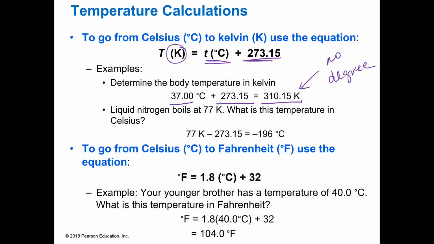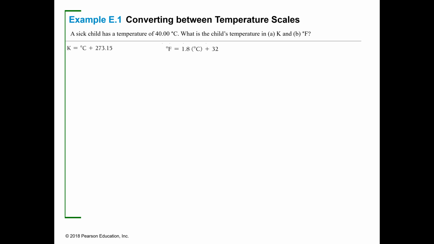If you know degree C and you want to change that to Fahrenheit, you're going to multiply 1.8 times degree C, add 32 to that, and in the case of 40 degrees C, you're going to get 104.0 Fahrenheit. And we're going to go through the steps of that in our example.